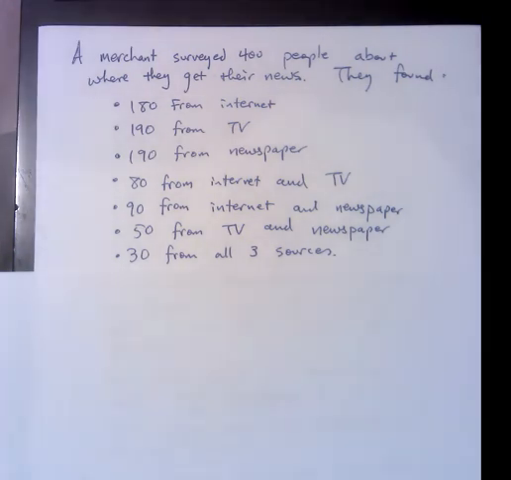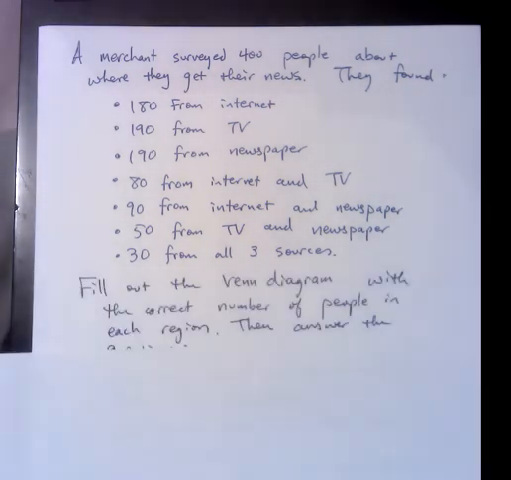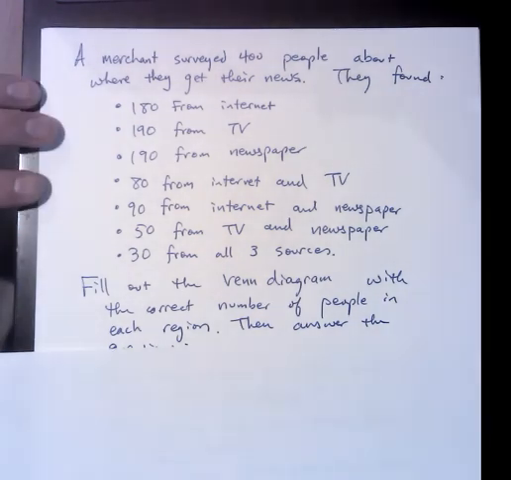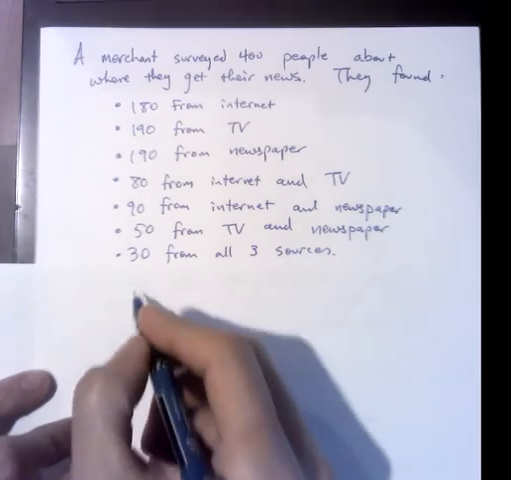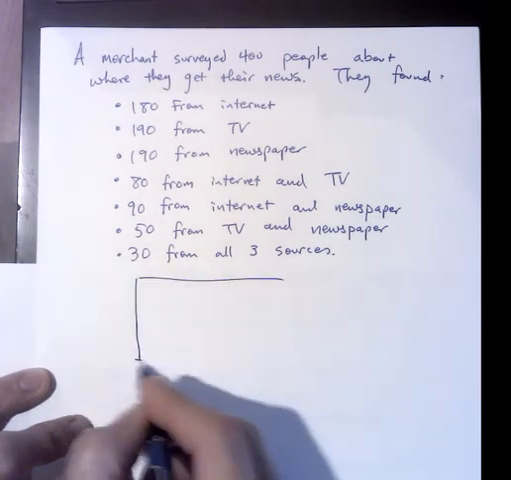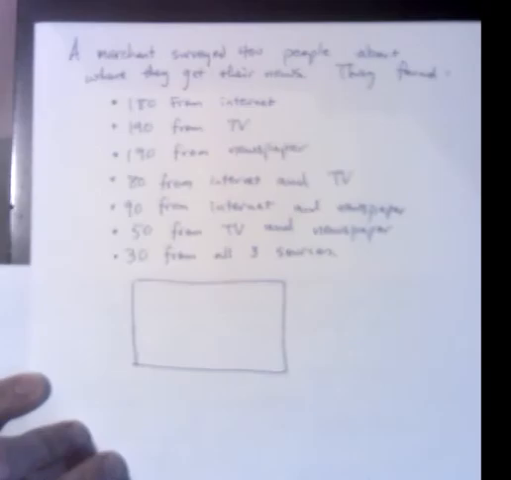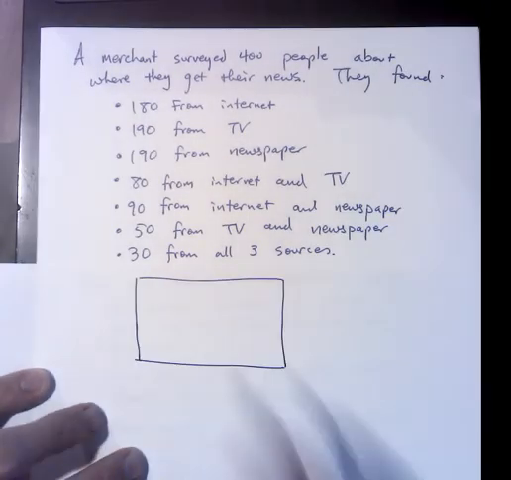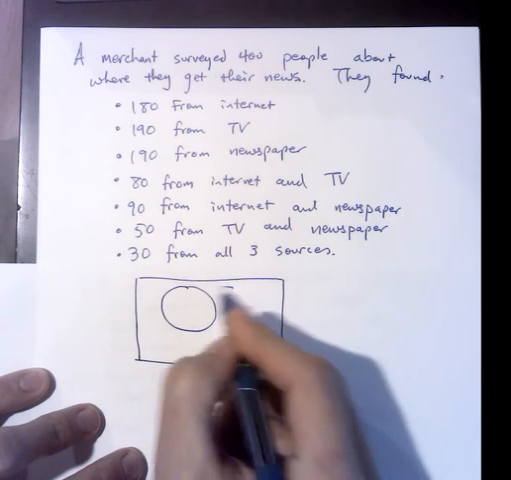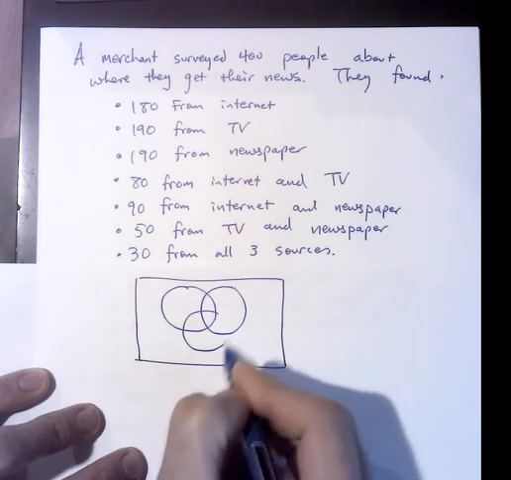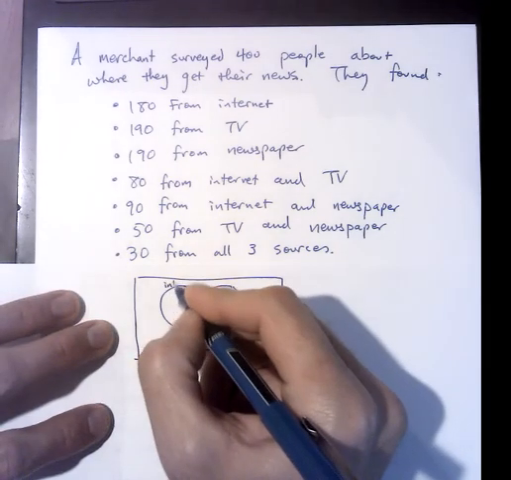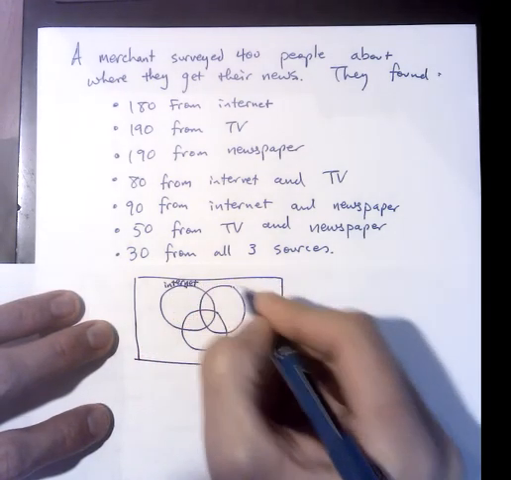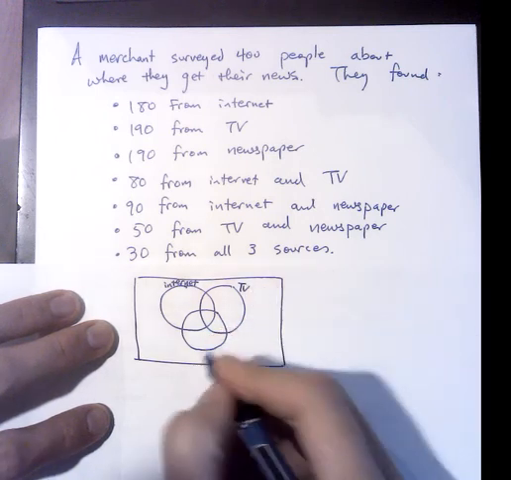So what we're going to do is fill out the Venn diagram with the correct number of people in each region and then answer a couple of questions. So here's how we're going to start this problem. Here's what our Venn diagram looks like. So far we've been used to working with Venn diagrams with only two sets. If you have three sets, here's what your Venn diagram is going to look like. Let's label this. So this is our internet bubble. Here's our TV bubble. And here's our newspaper bubble.